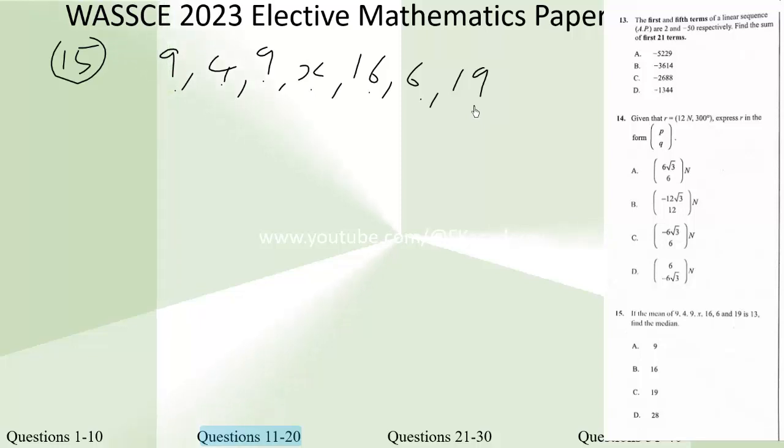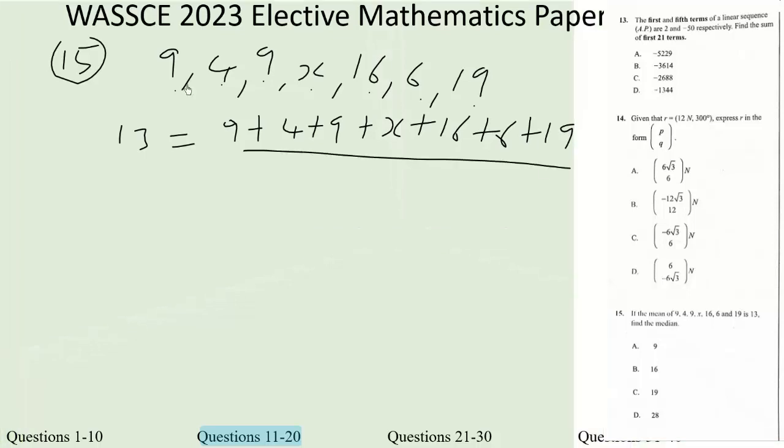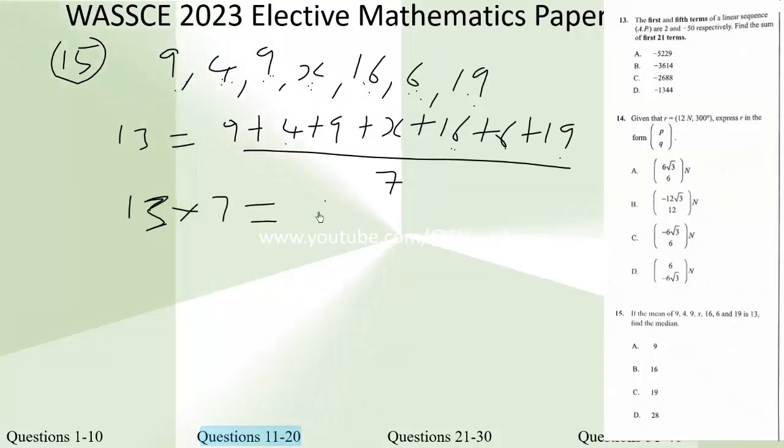So we're going to get 13, which is the mean, is equal to 9 plus 4 plus 9 plus x plus 16 plus 6 plus 19, all over 7. So let's add and see. 9 plus 9 is 18. 18 plus 16 is 34, plus 6 is 40, and 44 plus 19 will give us 63. So 13 times 7 is equal to 63 plus x.